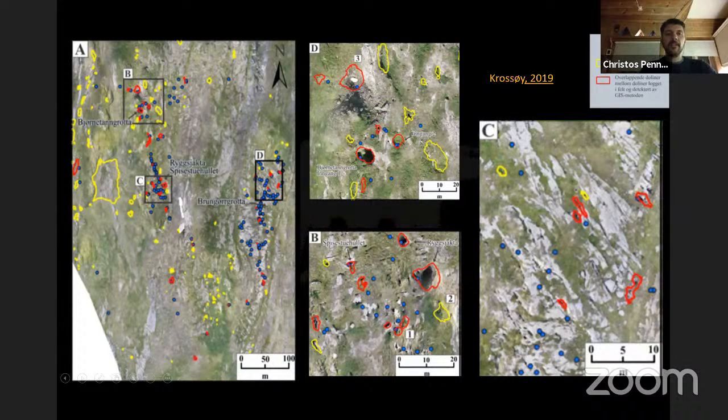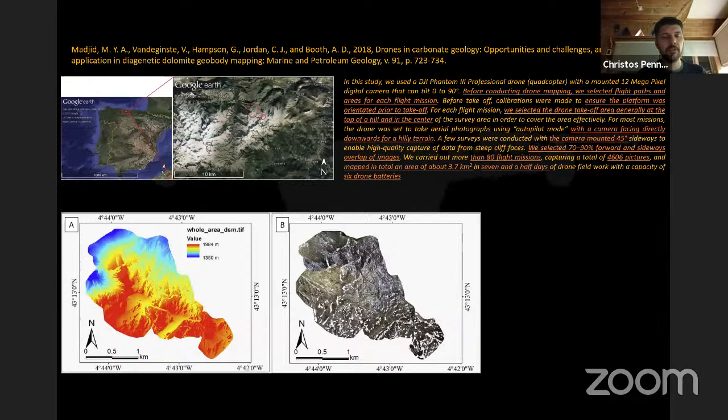So another work that I found online is by Madit et al., published in Marine and Petroleum Geology in 2018. And I'm quoting what they are writing in their paper. They say that in this study, they used the DJI Phantom 3 Professional drone. It is important to give the characteristics of the drone for other people to perform the same methodology that someone has done.